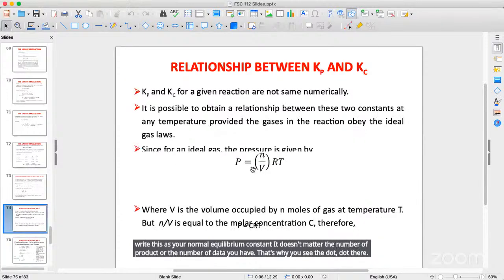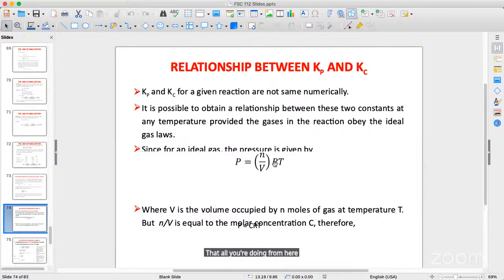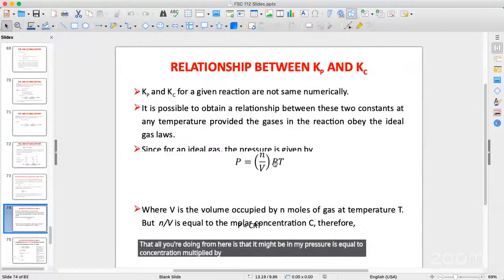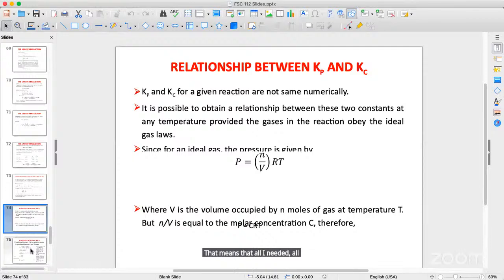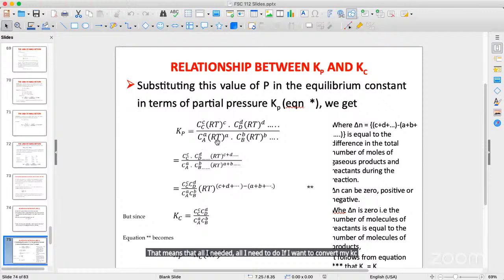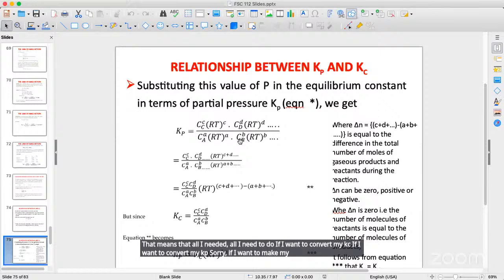All you're doing from here is that if pressure is equal to concentration multiplied by the gas constant multiplied by temperature, that means that if I want to make my Kp from my Kc, all I need to do is multiply by the RT, which is what you have here.